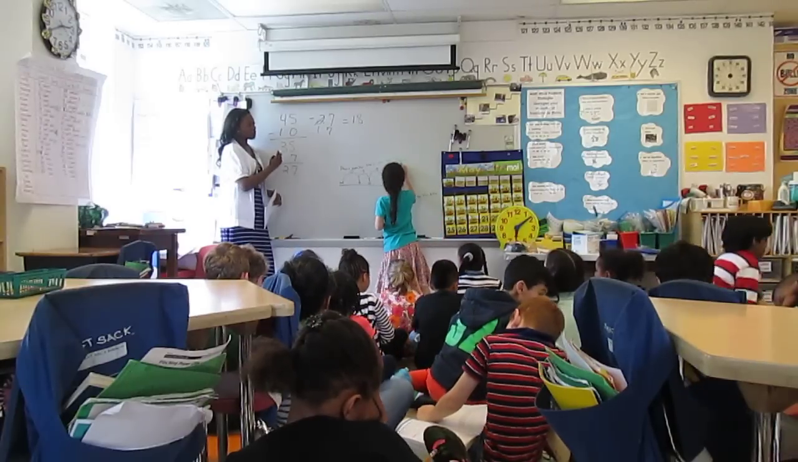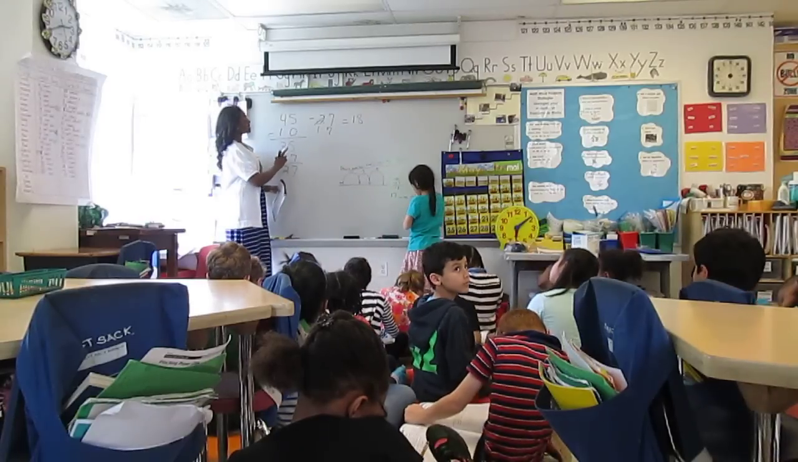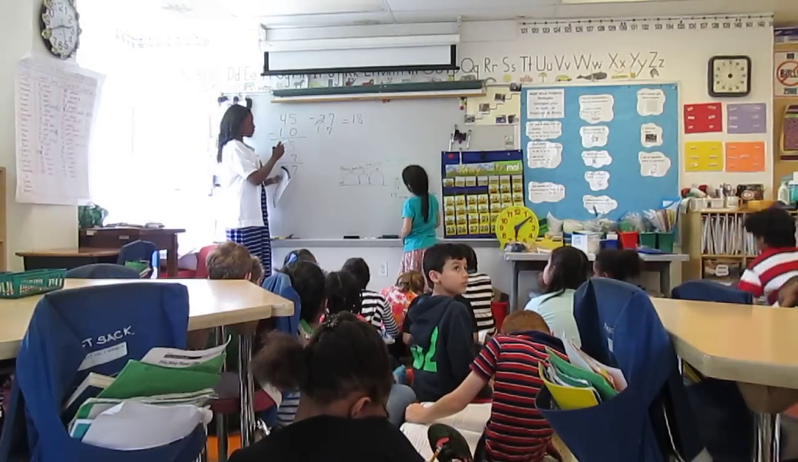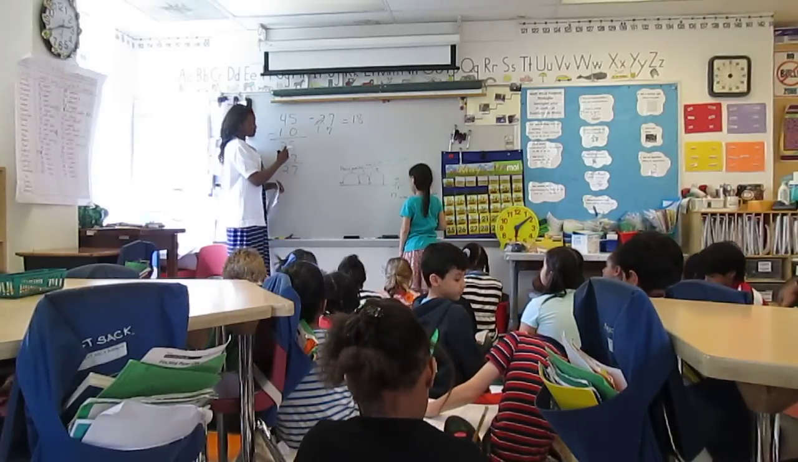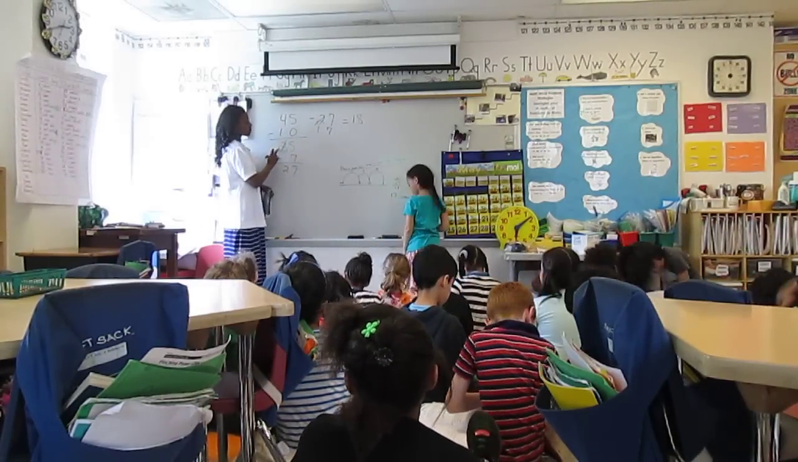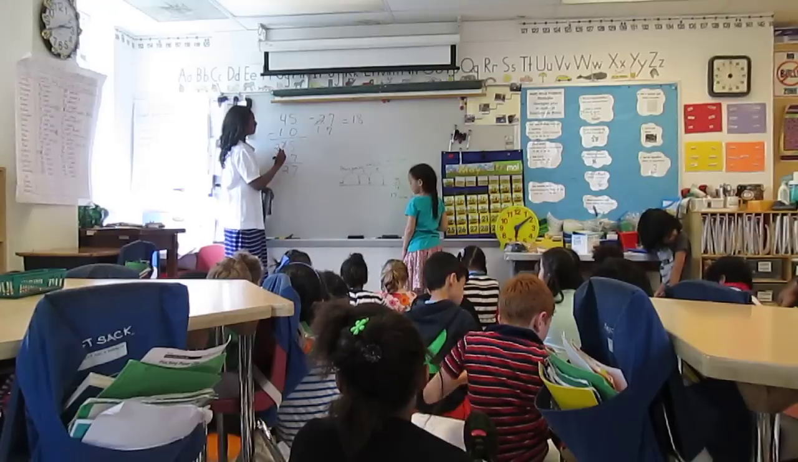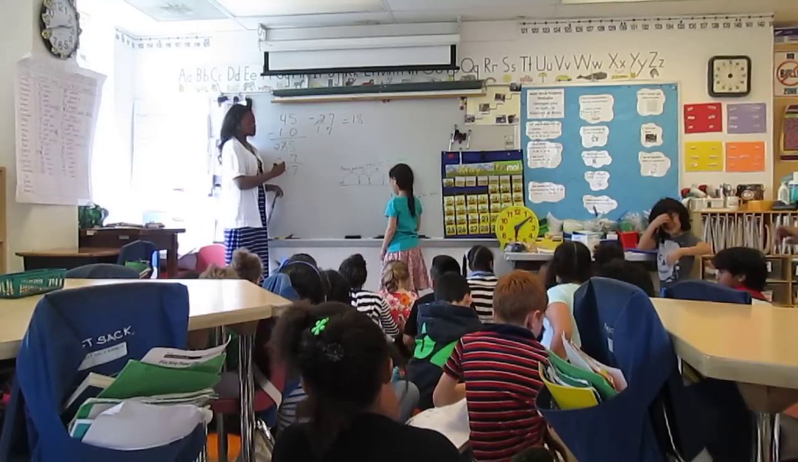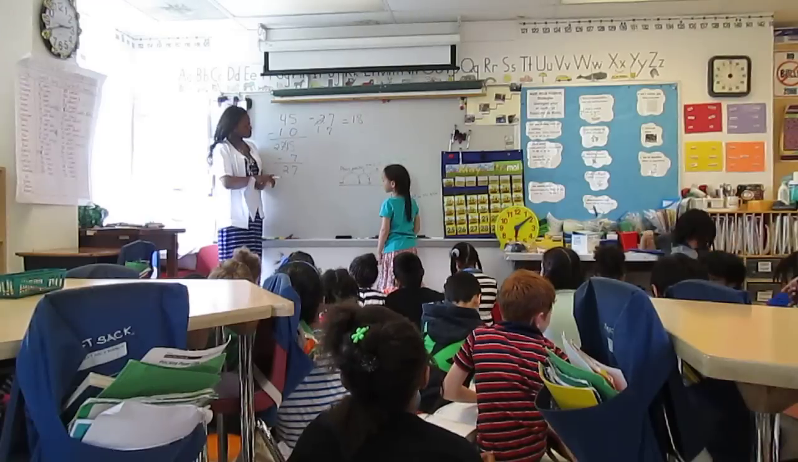You borrow what? Say that again. You borrow a ten, you borrow from the tens place for the 5? Absolutely. So what does this now become? It's no longer 3, this now becomes what? 2. Okay. And this now becomes what? 15. So 15 minus 7 is what?